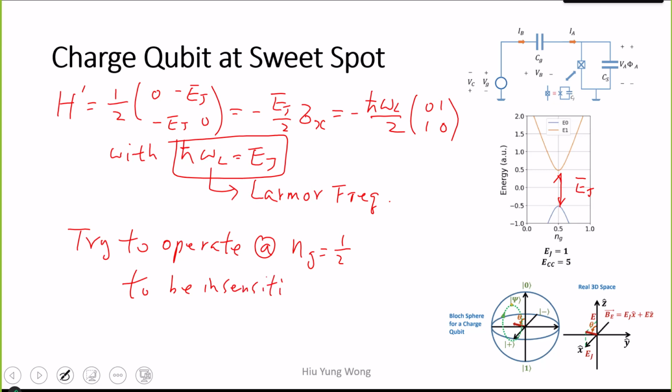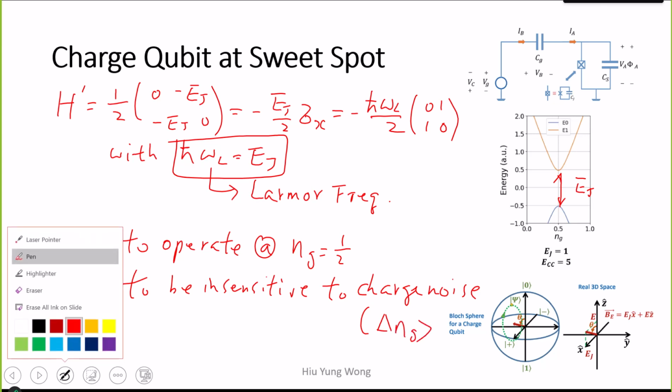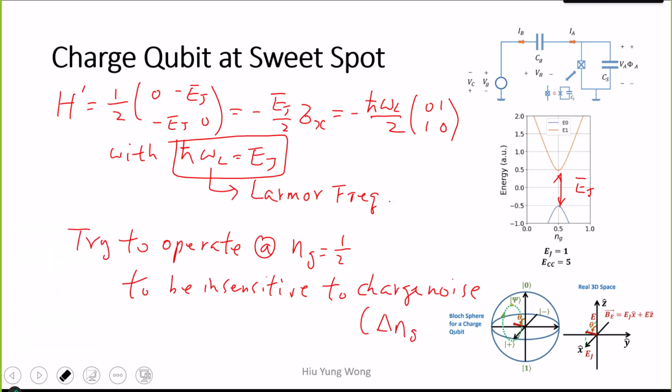to charge noise, right? Basically, charge noise means delta Ng, right? You might have delta Ng. So this is not good. And it turned out this is really not good, okay? We will look at transmon later, okay?